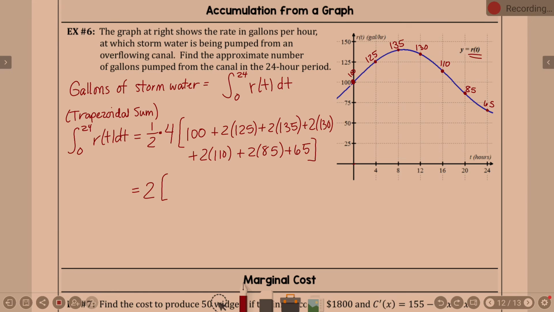Did you guys add up these values, or did you do your own values? I have those values as totaling 1,335. And when I multiply that by 2, that is 2,670. This is the approximate number of gallons pumped from the canal. So 2,670 gallons.